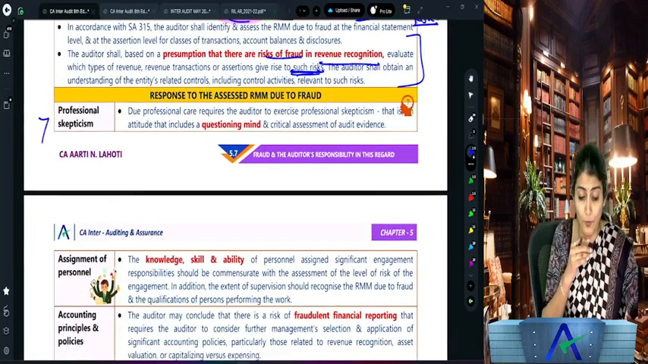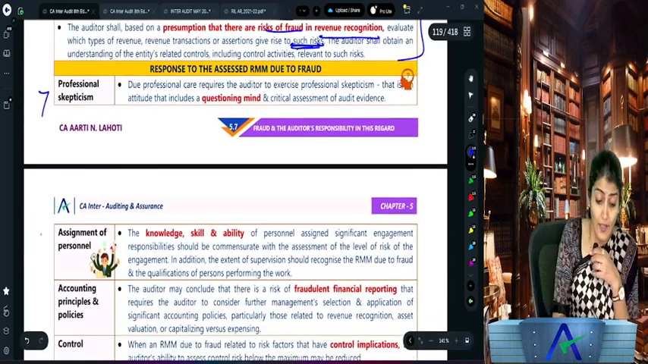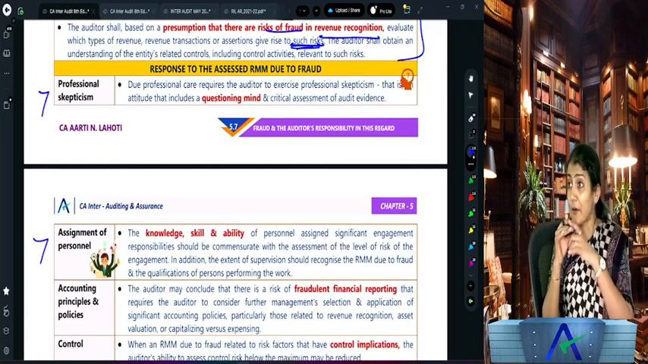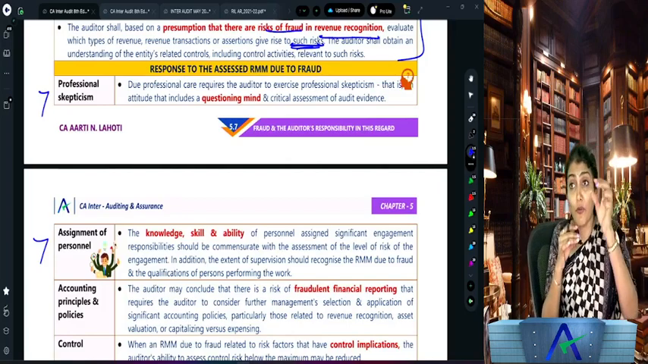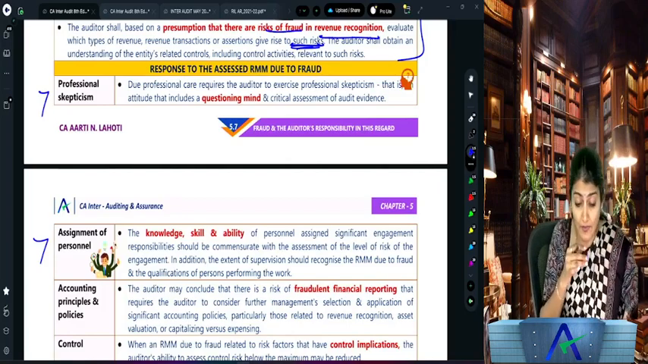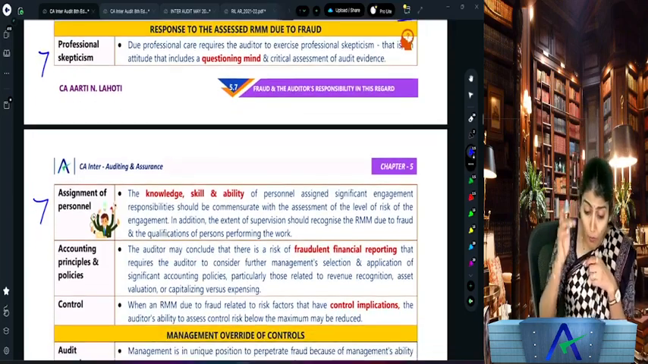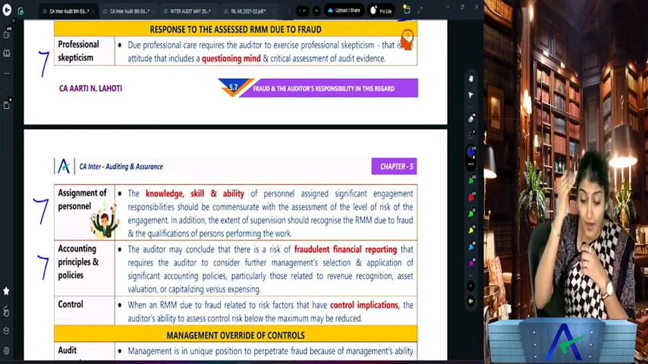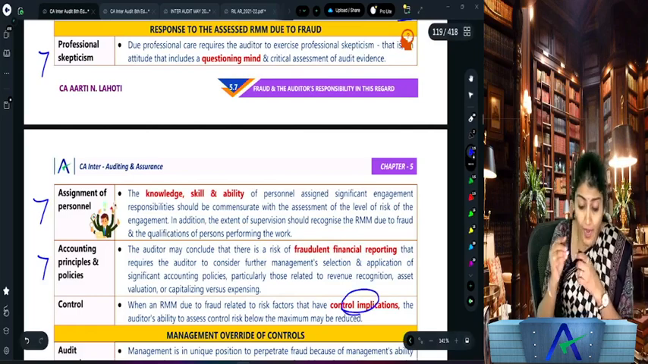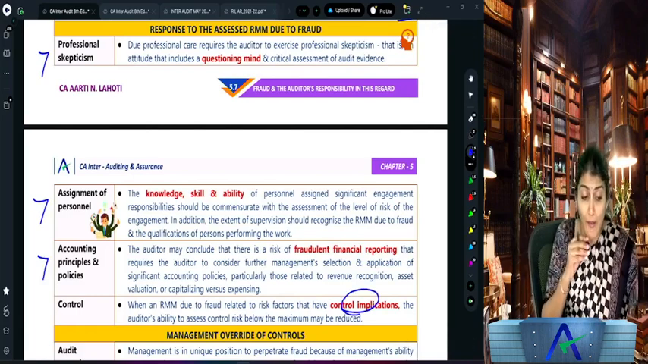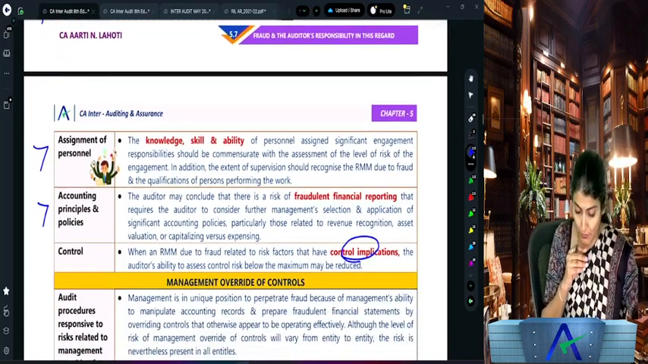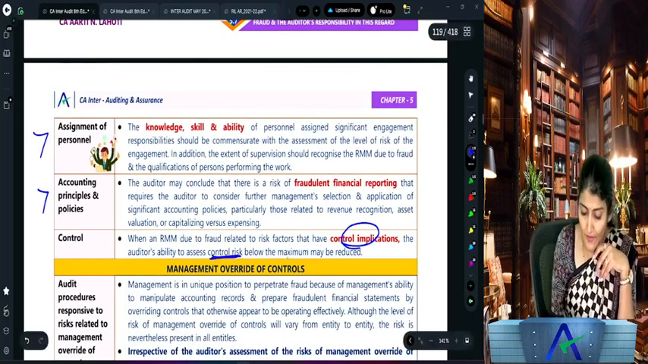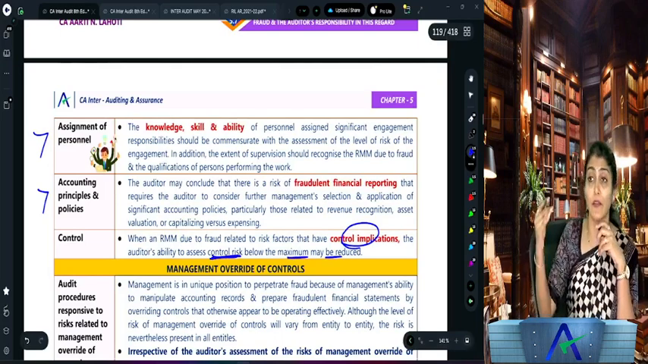100% what I will have to do, I will have to send all the experienced staff for the audit. Can I send all the first year articles for the audit? No. Why? Because there is a fraud risk. 100% third, what I will do more evaluation of the accounting principles and policies. And 100% what I will check for the risk of the management override of the controls, right? To control implication, the auditor's ability to assess the control risk below the maximum may be reduced, right?